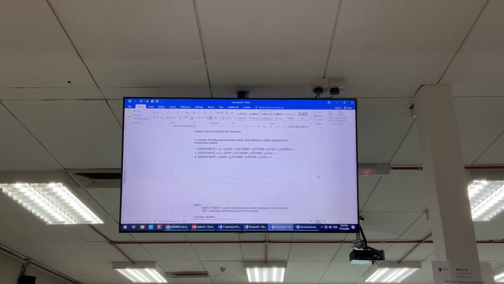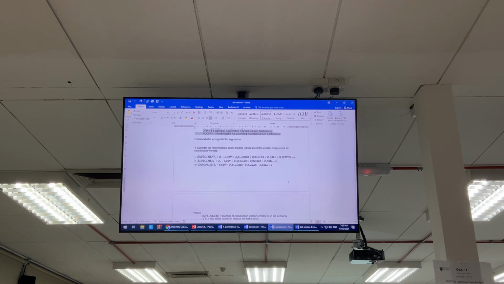Number 4, consider the following model which attempts to explain employment for construction workers. So we have 3 different models for us to choose from. The first one has employment as the dependent variable. The independent variables are GDP, and dummy variables that represent different seasons: summer, winter, fall, spring. If the data belong to the summer season, this one equals 1. If not, it equals 0.